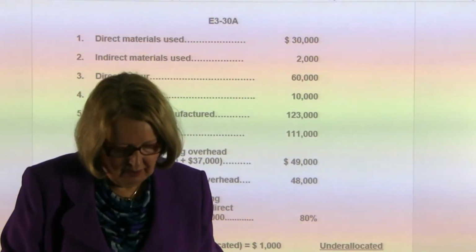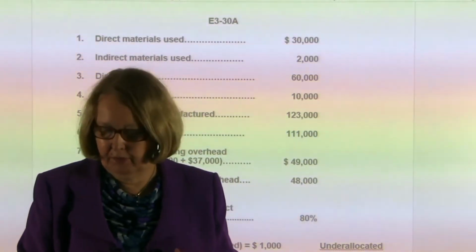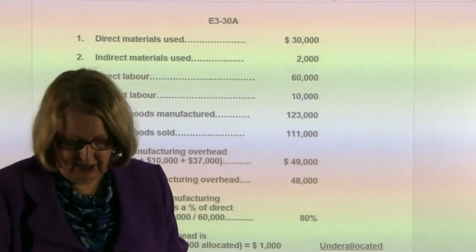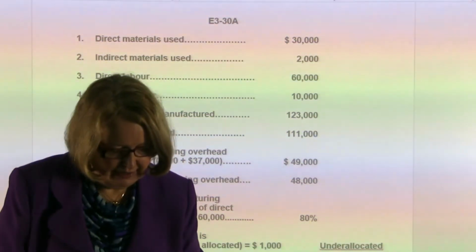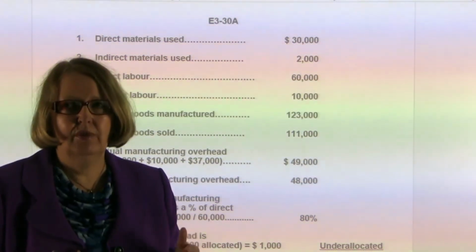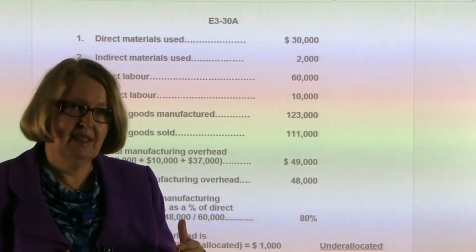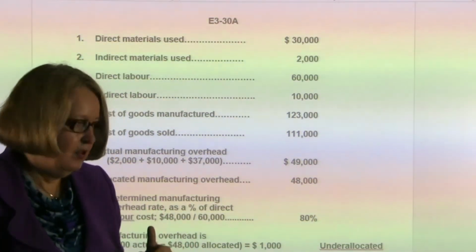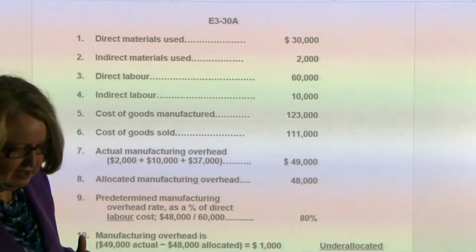So for this problem here, there's a number of requirements, so I'm just going to go down through them quickly and explain where the numbers are coming from. What you're given here are T accounts, which are meant to replicate the financial records in a company. So you're using this information to be able to answer some of the questions. You're given a list of 10 questions.